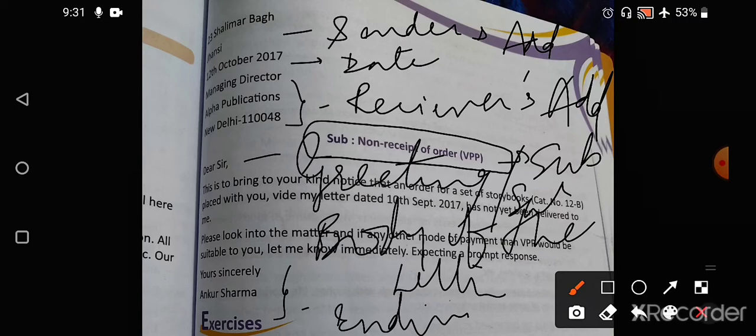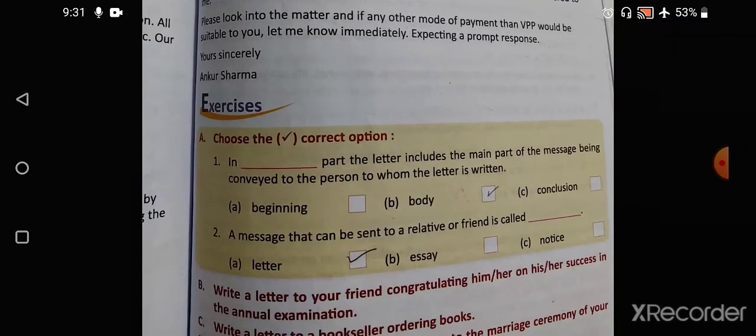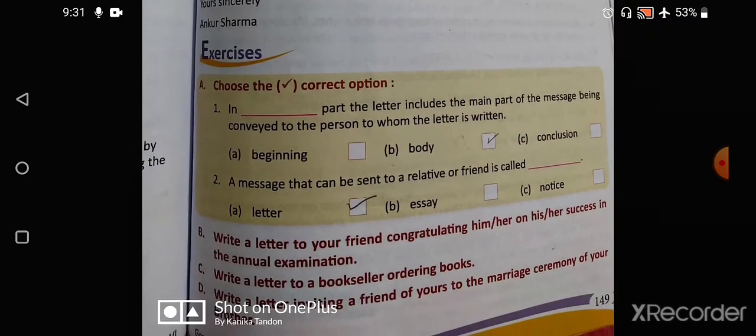There are some exercises also. The dash part of the letter includes the main part of the message being conveyed to the person to whom the letter is written. That is the body. In the body only we convey whatever we want to write. Next, a message that can be sent to a relative or a friend is called a letter. You cannot write it as a notice. You cannot write it as an essay.